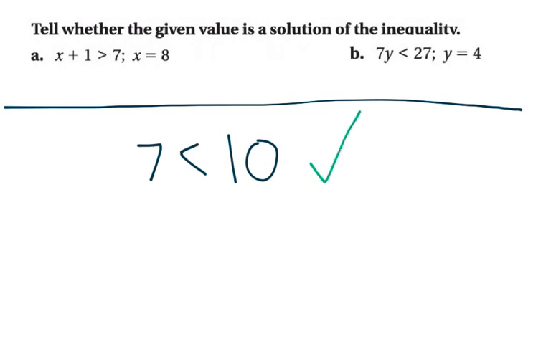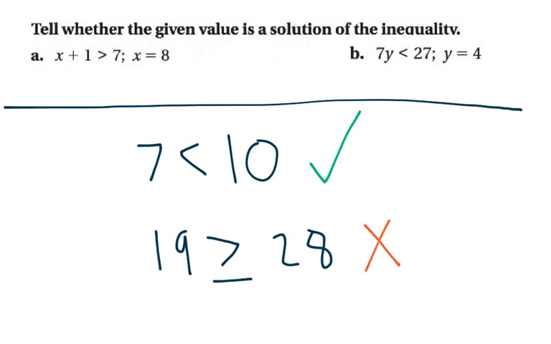Okay, now what if I said that 19 is greater than or equal to 28? Is it true that 19 is greater than or equal to 28? Is 19 bigger than 28? No, it's not bigger than 28. Is it equal to 28? No, it's not equal to 28. So this one would not work. That is a not true inequality. So keep that in mind as we're talking about the next couple of problems.